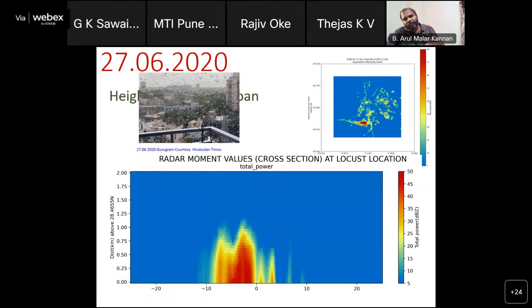This paper is available on ResearchGate also. We uploaded it, and these are the studies showing how the locust spread and how it got a signature in the radar. Normally you can see only up to 1.5 kilometers, but this much high reflectivity, going up to 45-50 dBz, will normally happen only in hailstorms. But this locust density was so high that's how we got it.